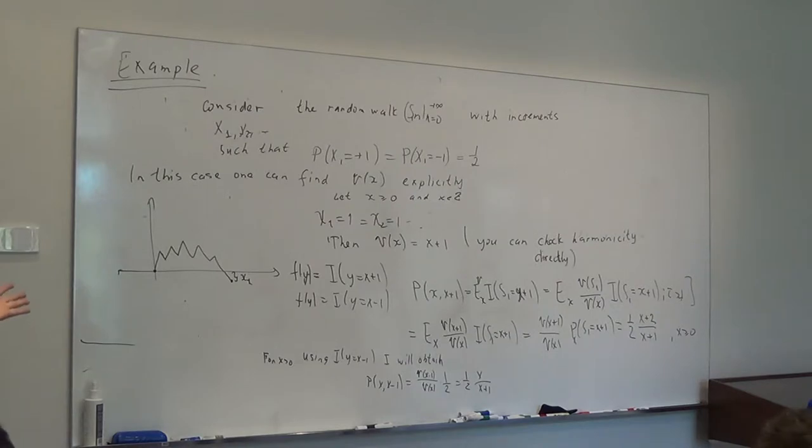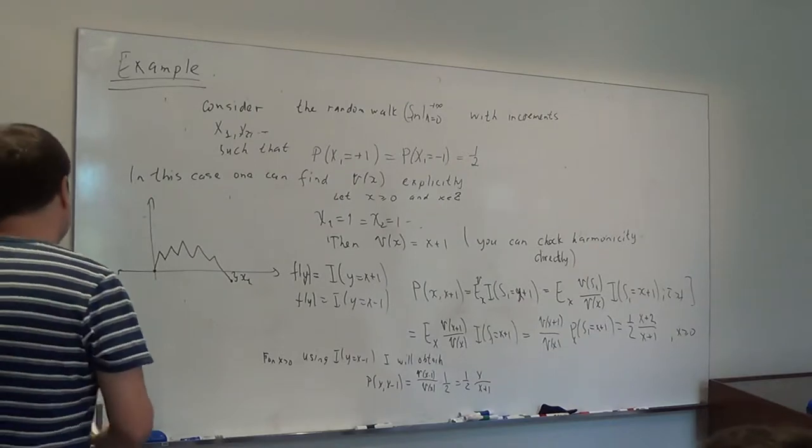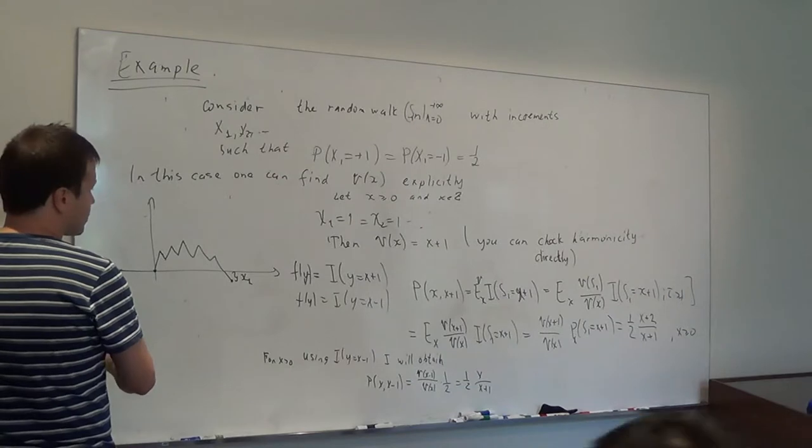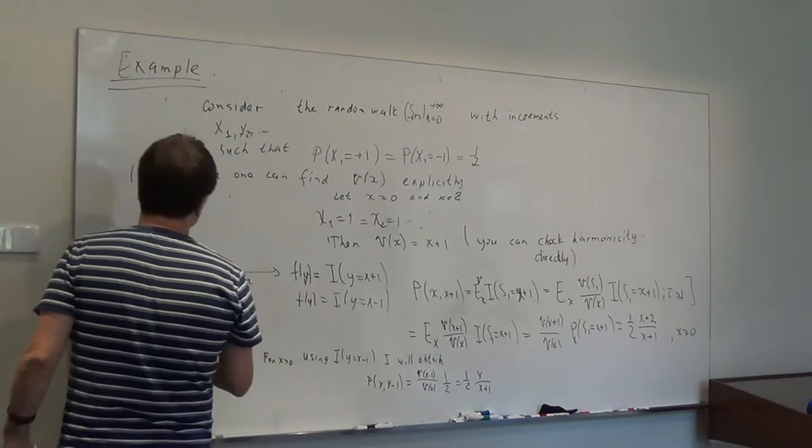Somehow this works in the general case. And in the general case, of course, v of x is something that you need, which is difficult to compute, but still it can be found. Okay, so that's an example which might be useful to have in mind.